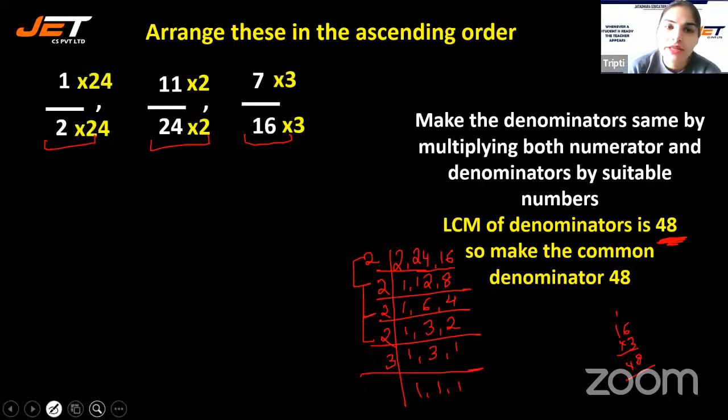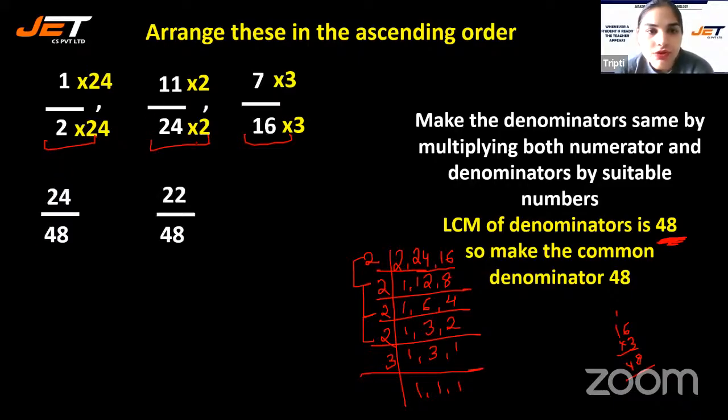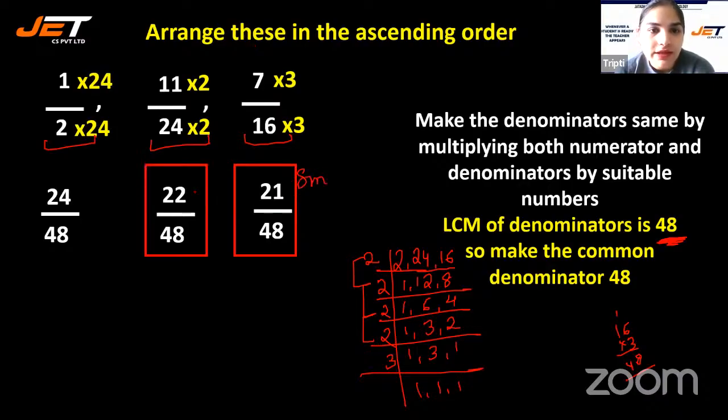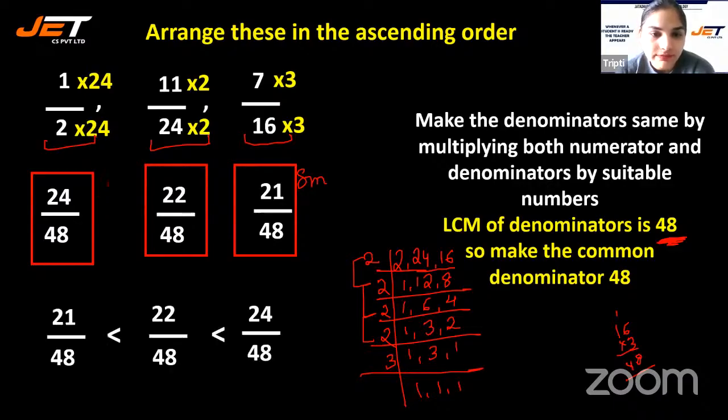Now, once we are done with the LCM, let's make the denominators same. 2 times 24 we will do, then we will get 48. 24 times 2 we will do, then we will get 48. And 16 times 3 we will do, and then we will get 48. Okay, 48, 48, 48. Now the denominators are same. It's very easy for us to compare and arrange. This is the smallest, then after that 22 by 48 and then 24 by 48. Ascending order is small to big.